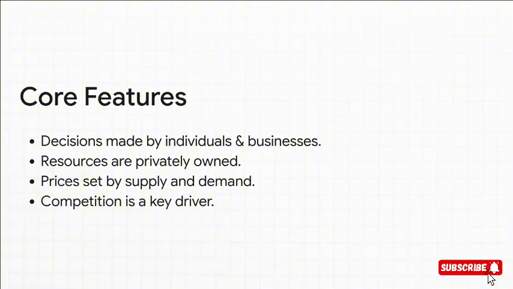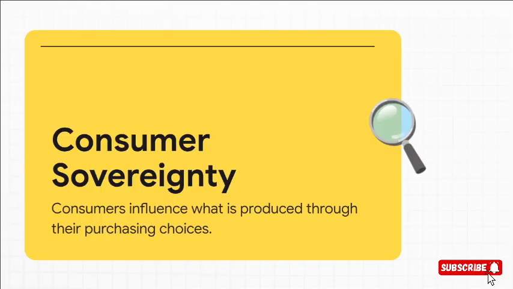Resources, like factories and land, are owned by private citizens. And the price of that new phone or your morning coffee? It's not set by some committee. Nope, it's determined by that constant dance between supply and demand. And the fuel for this entire engine is one thing: competition. This leads to a really powerful idea called consumer sovereignty. In a market economy, every single dollar you spend is basically a vote.